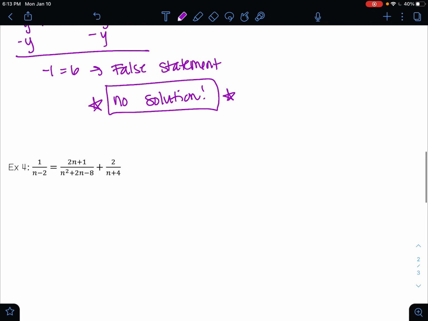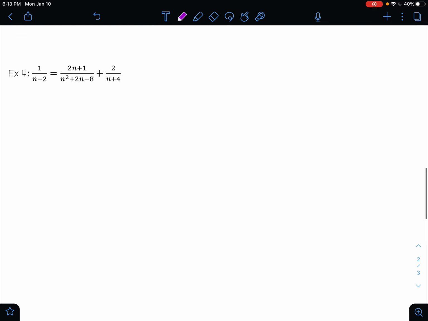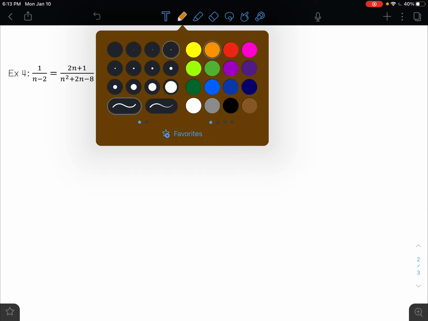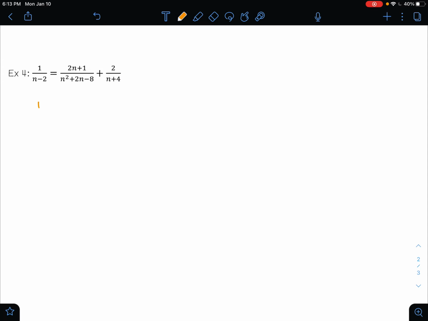Let's try example 4. On example 4, we're going to follow the same exact process. There is nothing that can factor in my first term. In my second term, I can factor this right here. When I factor that, I'm going to have n plus 4 times n minus 2. And then there is nothing to factor in my third term, so that one's going to stay that way.